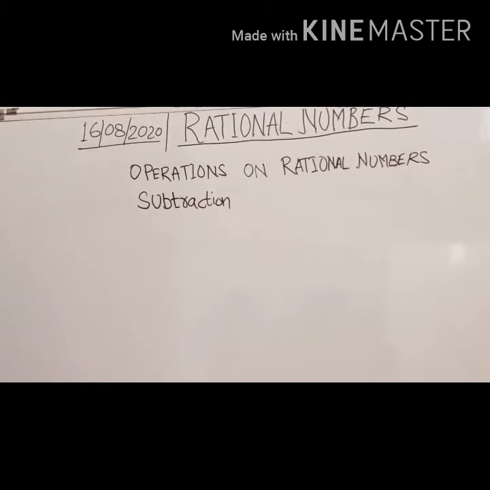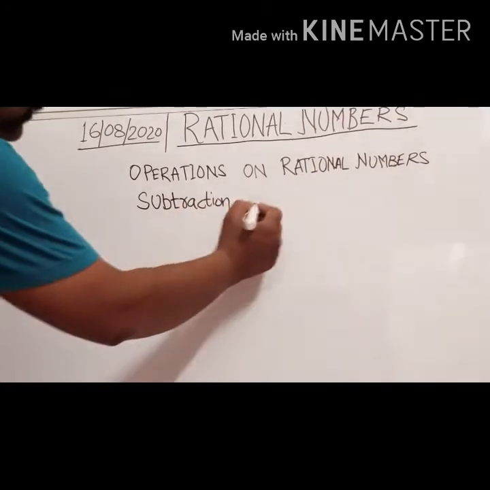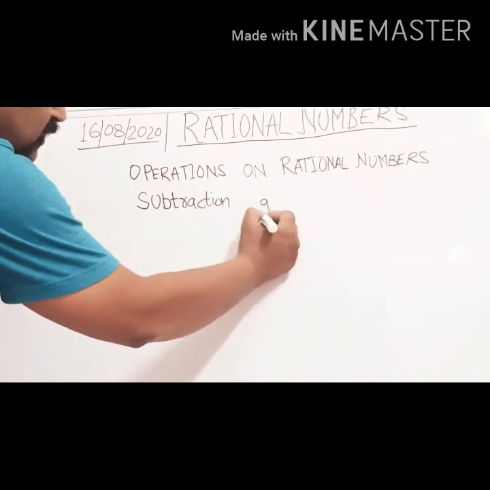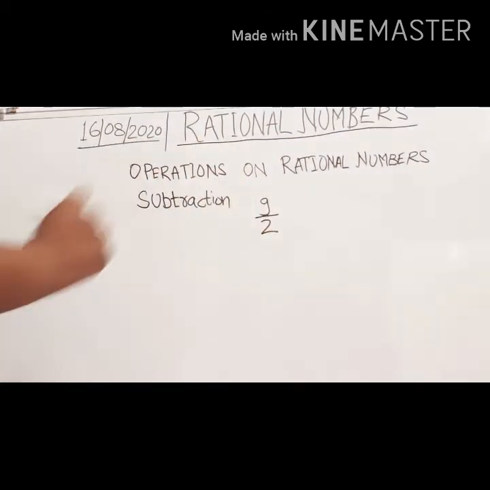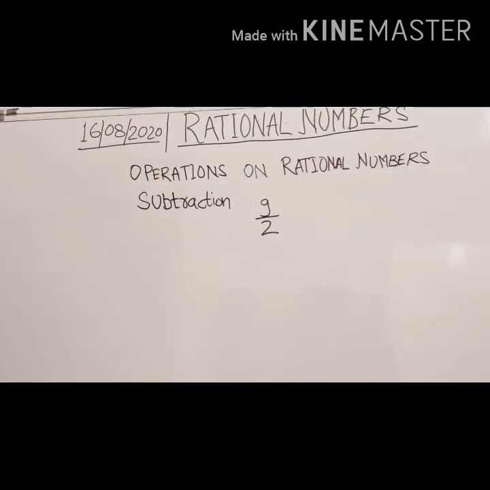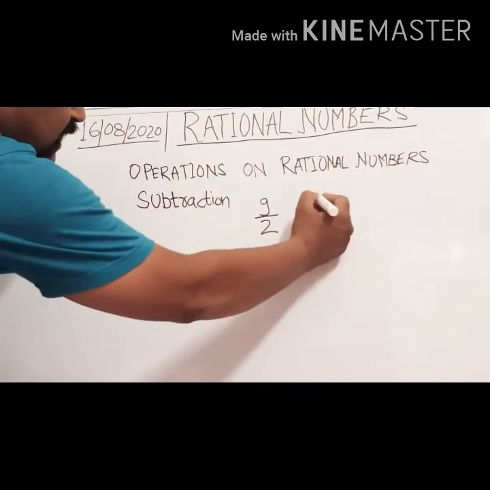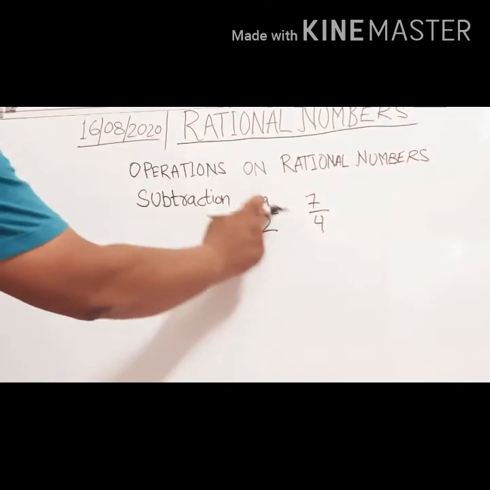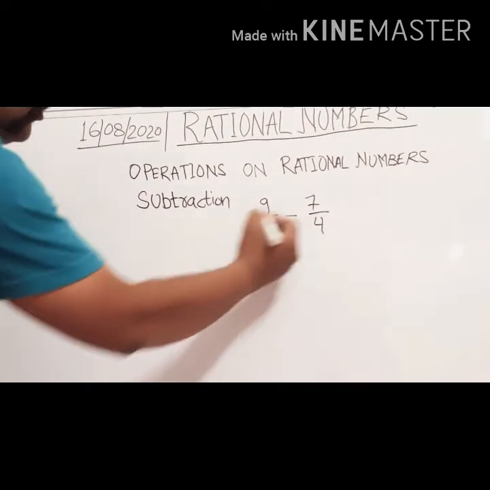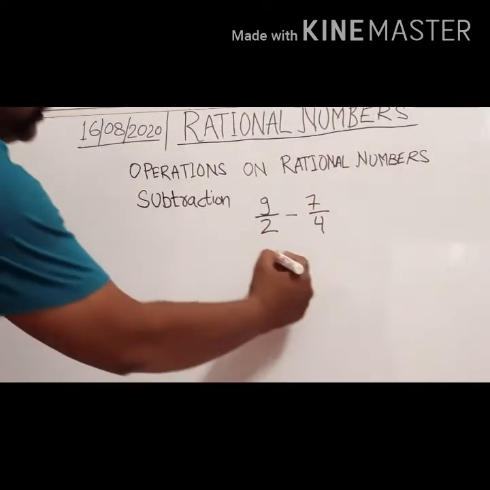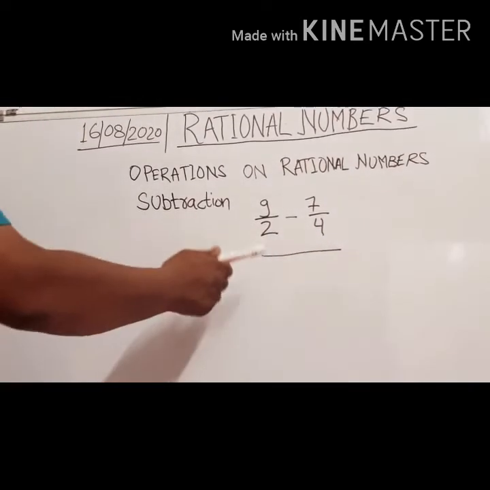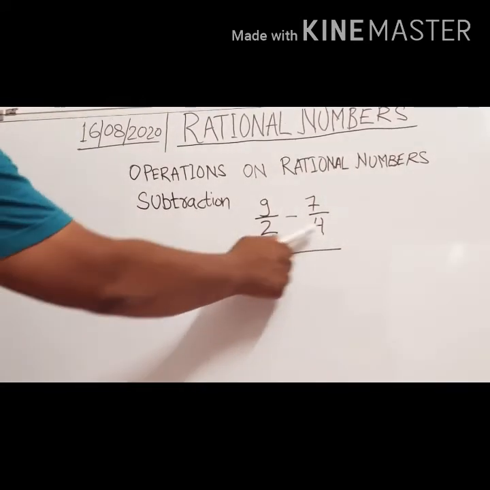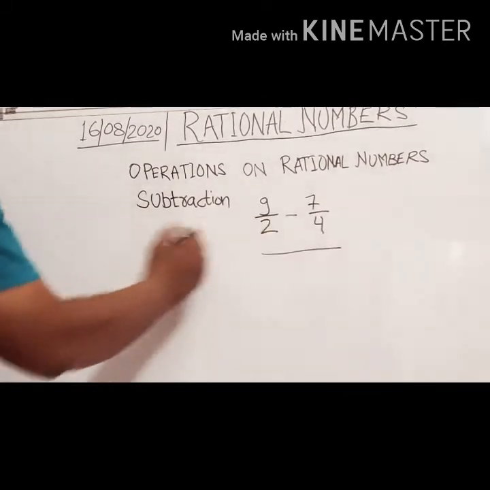The next operation is subtraction. Let us see how we can subtract two rational numbers. Suppose the first rational number is 9 by 2 and the second rational number is 7 by 4. We have to subtract 7 by 4 from 9 by 2, so put the minus sign here. Now again we will take the LCM of these two denominators, that is 2 and 4.